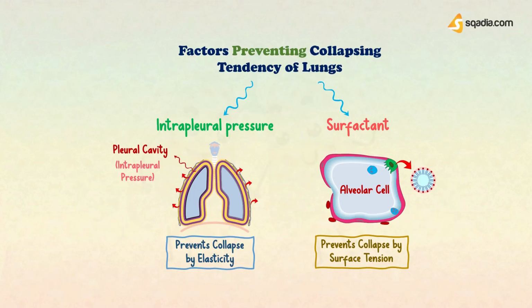So we just talked about the factors preventing the collapsing tendency of lungs. That includes two main factors: intrapleural pressure, preventing collapse by elasticity, and the surfactant, preventing collapse by surface tension. Now we are going to discuss them in detail here. Let me start with the surfactant first.